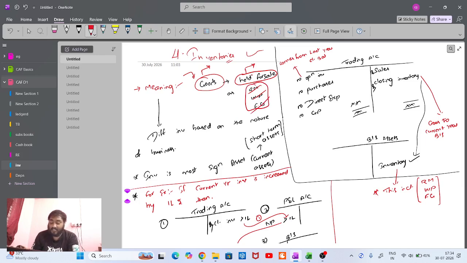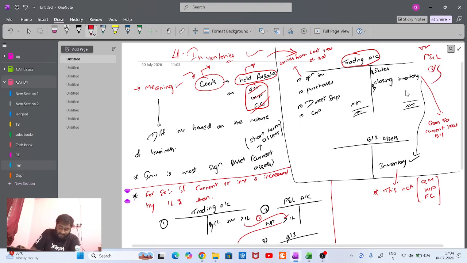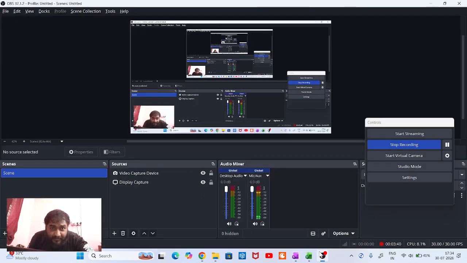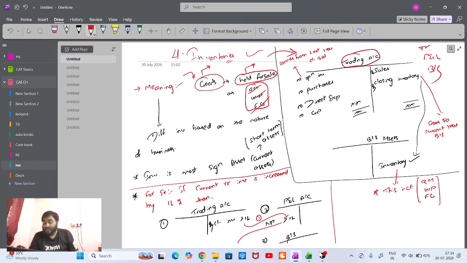Sir, what is the importance of inventory? Let's come to here. This is the trading account. There are three parts in the financial statements, two accounts and one statement: trading account, profit and loss account, and then the balance sheet. Let me just check whether the video is working or not. Okay.